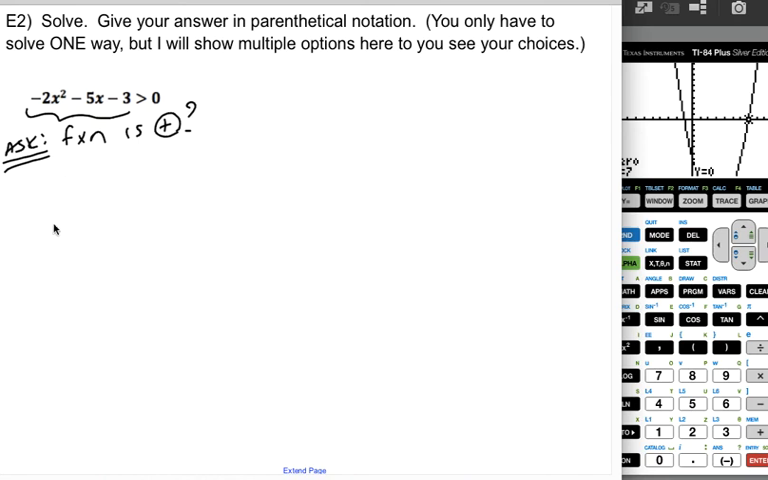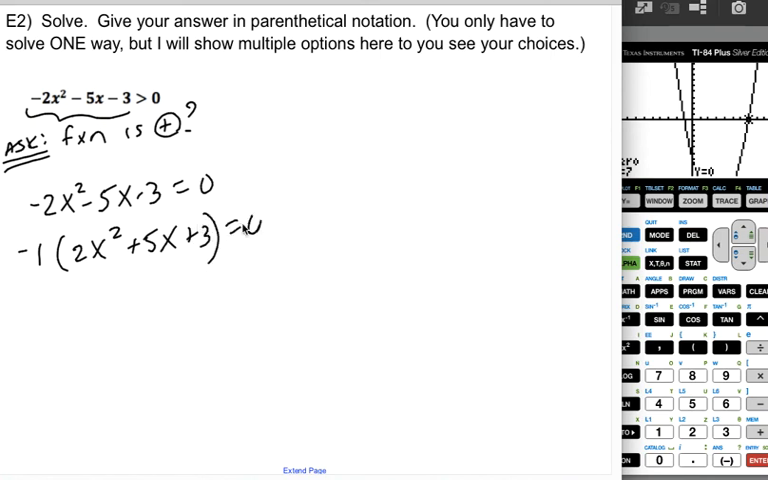So when I factor this, the first thing I'm going to do is make it an equation, because I know I need to find when it equals 0, and then I can make my sign chart one way or another. I'm going to take out a -1 GCF. You don't have to do that, but if you don't, it makes your life significantly more difficult.